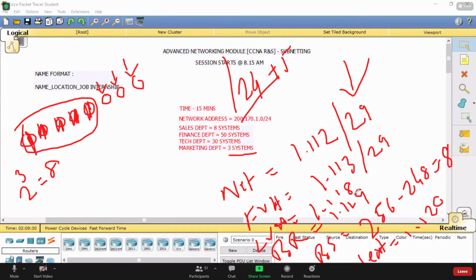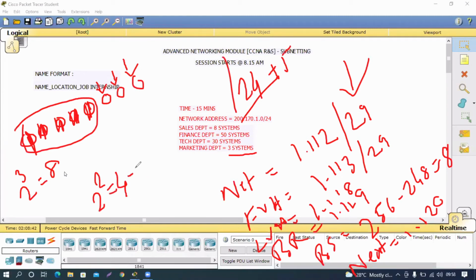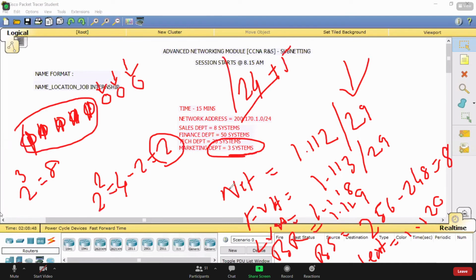Tell me. Yes, 2 raised to 2, if you take, then you are getting 4. And 4 minus 2 gives you what? 2, right? Which is less than the requirement, correct? That is why we are going for 2 raised to 3.